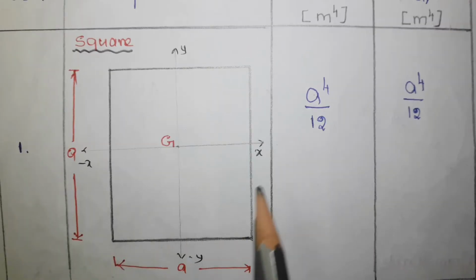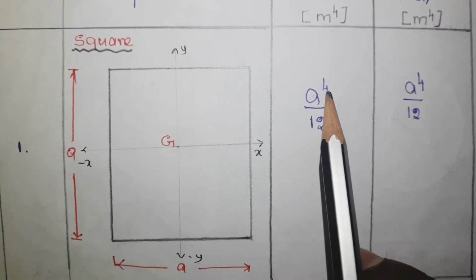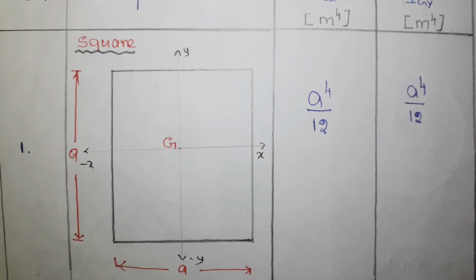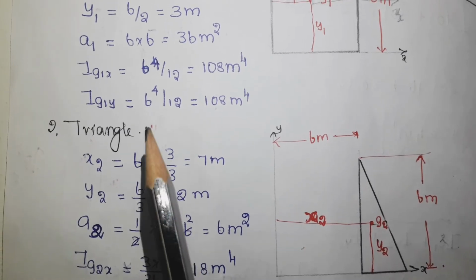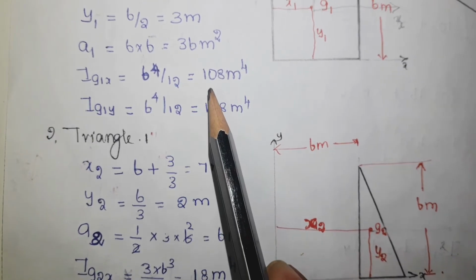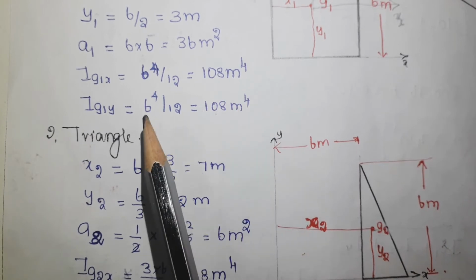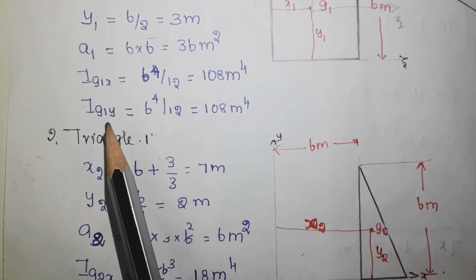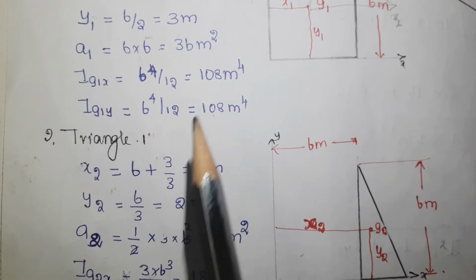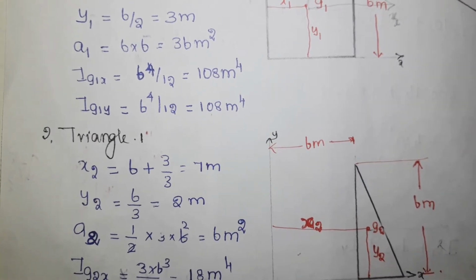Now let us see the formula. This is the formula for square with respect to x-axis, a to the power 4 divided by 12, and with respect to y-axis, a to the power 4 divided by 12. Now use the formula. Here in the place of a substitute 6, you get the answer as 108 meter to the power 4, and for ig1y, in the place of a substitute 6, you get the same answer as 108 meter to the power 4.